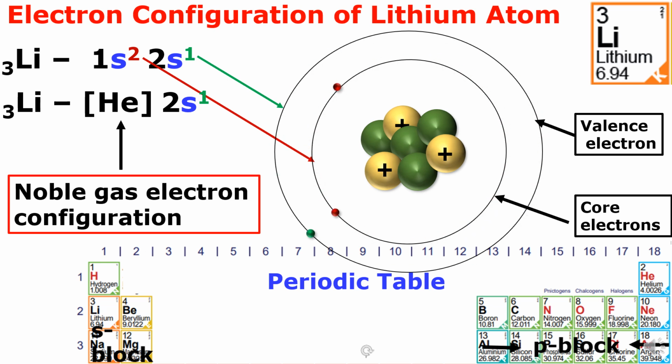We can use noble gas electron configuration or condensed electron configuration to simplify the electron configurations for atoms with many electrons. For this method, we use the preceding noble gas symbol in square brackets to denote core electrons of the atom, followed by valence electrons. For lithium, the preceding noble gas is helium. Therefore, we write helium in square brackets followed by its valence electrons as 2s1. Lithium is an s-block element since its valence electron occupies an s orbital.